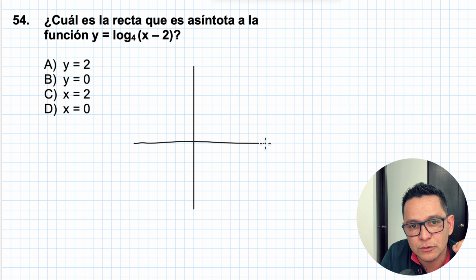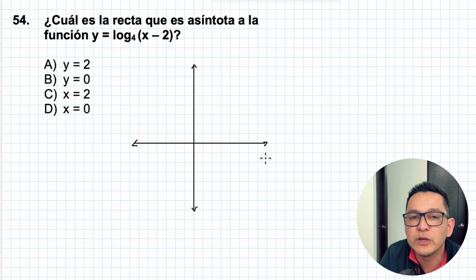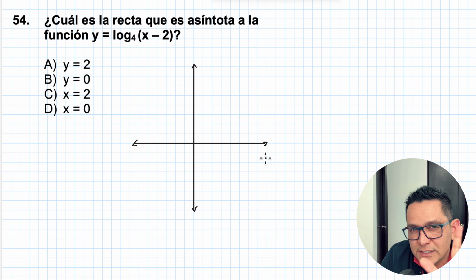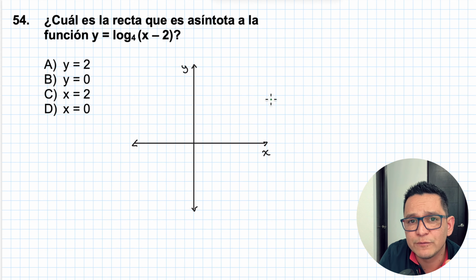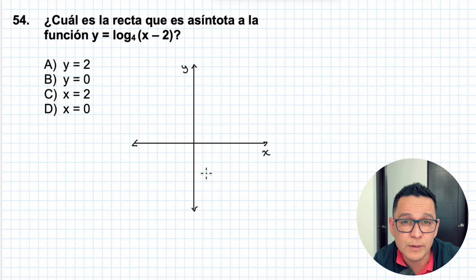Before we can quickly find the asymptotes, while I draw the Cartesian plane here, let me remind you that an asymptote is a line that the function cannot take. That would be the asymptote in very simple terms once again. I'm going to show you the graph of a very common function that will serve as a basis for solving the exercise.